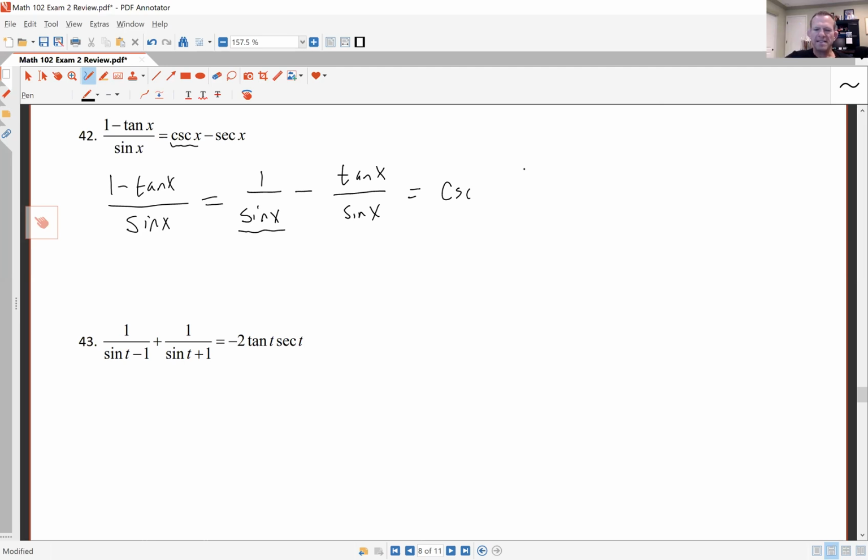Now that says then that tan x over sine x should be secant x. If it's not, then we either made a mistake or we have to start over again. Tan x is sine x over cosine x. And then if you divide that all by sine x, that's 1 over sine x. That just gives us 1 over cosine x, which is secant x. So that one works out pretty easily.